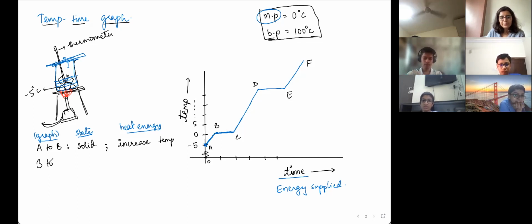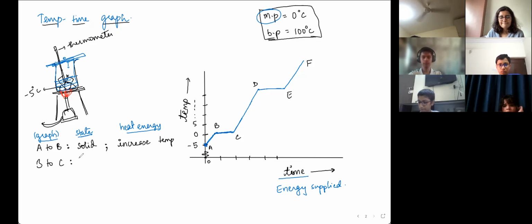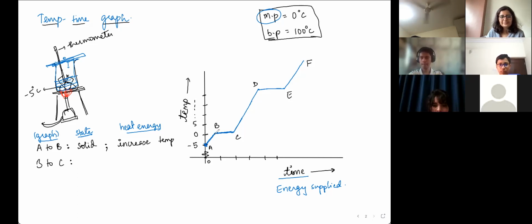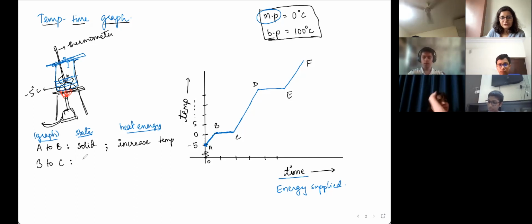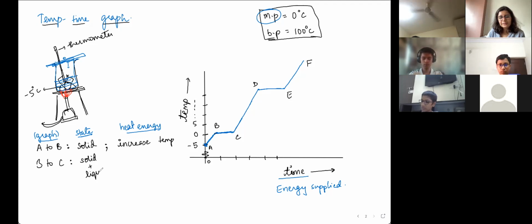Then B to C. What is happening from B to C? What will be the state of matter? From liquid it becomes gas. Huh? Ma'am, it's still solid. Until all the ice melts, it's still solid. It will become liquid. From B to C it will become liquid. Yes. So if you observe the beaker, यहाँ पे अभी melt हो रहा है. So you will find solid plus liquid. Partly solid, partly liquid, क्योंकि there is melting taking place.